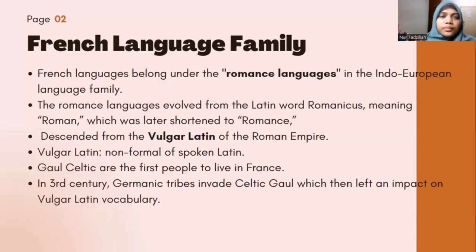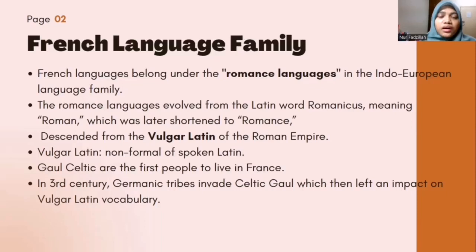The French language belongs under the Romance languages, which are under the Indo-European language family. Romance languages are taken from the Latin word Romanicus, which means Roman. The French language descended from the Vulgar Latin of the Roman Empire. What is Vulgar Latin? Vulgar Latin is actually a non-formal, spoken Latin.